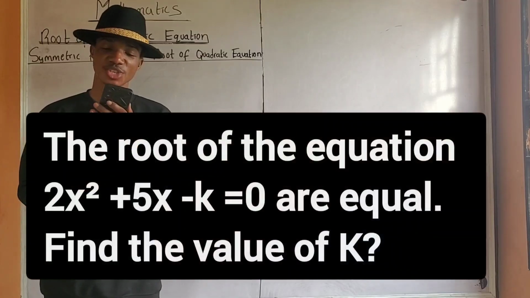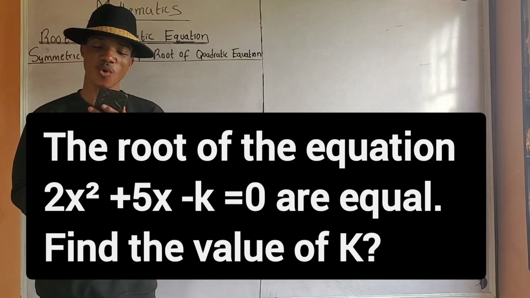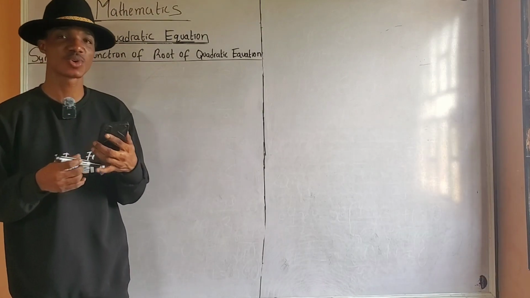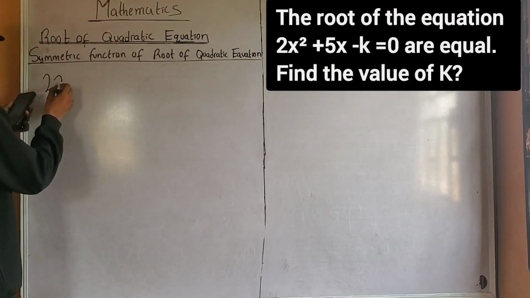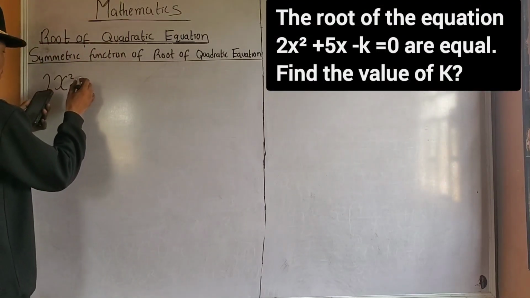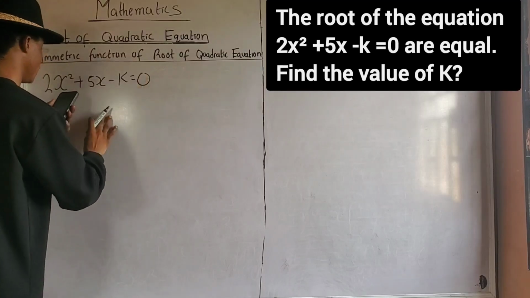The roots of the equation 2x squared plus 5x minus k equals to 0 are equal. Find the value of k. Okay, look at this. The roots of this equation 2x squared plus 5x minus k equals to 0. The roots are equal.